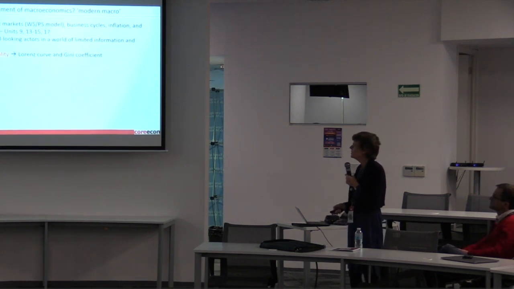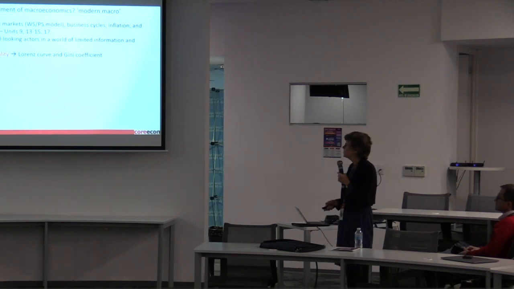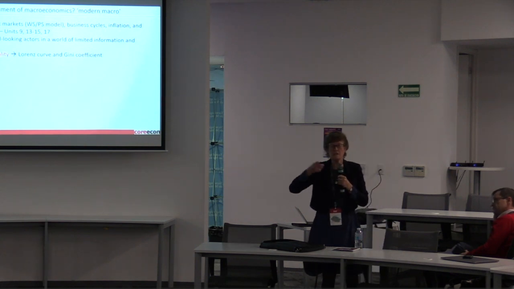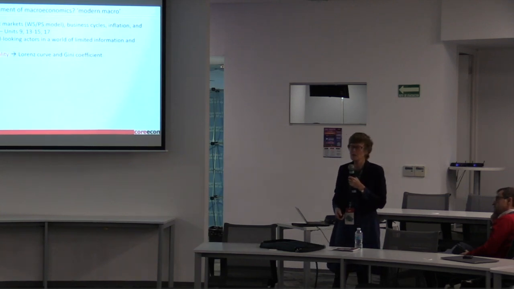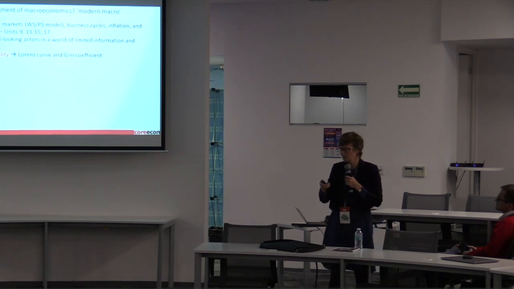The third element is the labor and product markets. So we teach the wage setting, price setting model, and I'll talk a little bit more about that. Business cycles, inflation, and macroeconomic policy are in unit 9, 13 to 15, and again 17. So 17 is a really fantastic capstone in the sense that when you go through this 100 years of macroeconomic history, you pull in the models that the students have learned, and there's this enormous sense of satisfaction on the part of students seeing that they can really put those models into play in really existing big changes in the macroeconomy.